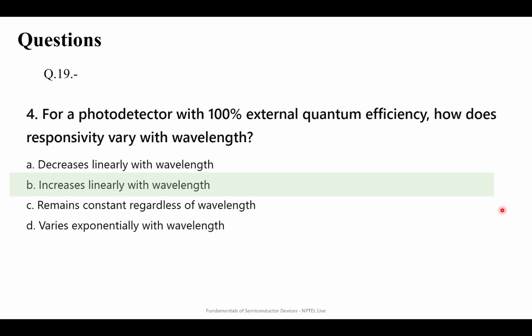Responsivity is basically the change in output current versus your input photon power. If I'm shining 2 watts of light, and the change in current that I'm observing is 2 amperes, then my responsivity will be 2 amperes by 2 watts, which is 1 ampere per watt. Sir, I cannot get it, sir.